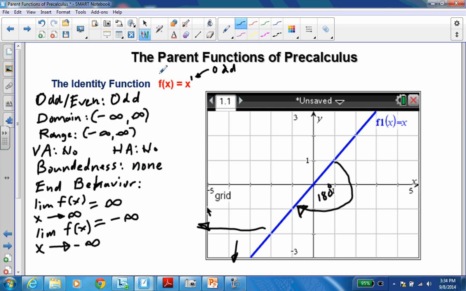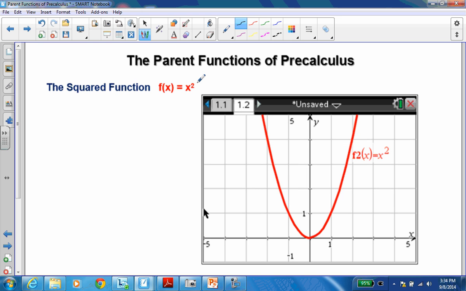Okay, we're going to be going through these pretty quickly. Next, the squared function. This is x to what power? Second, right? So is this function odd or even?